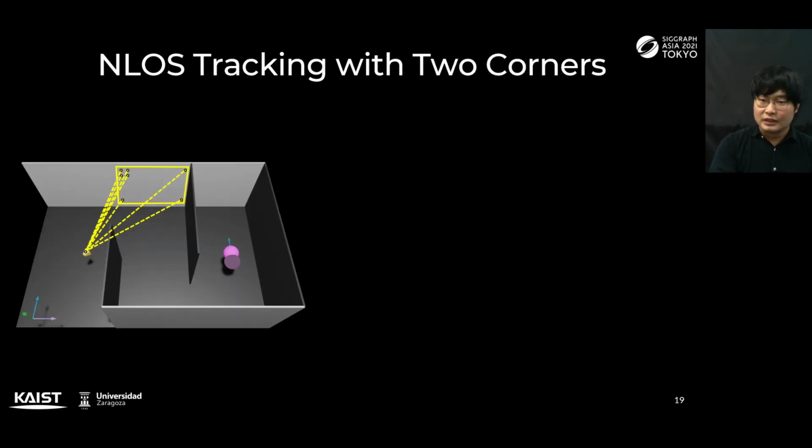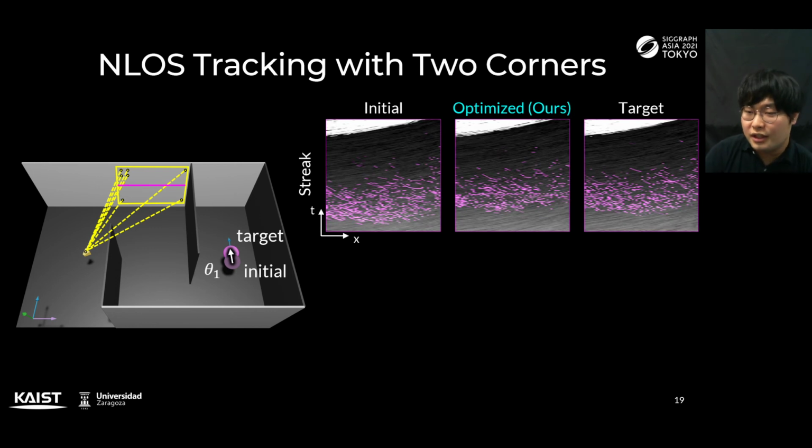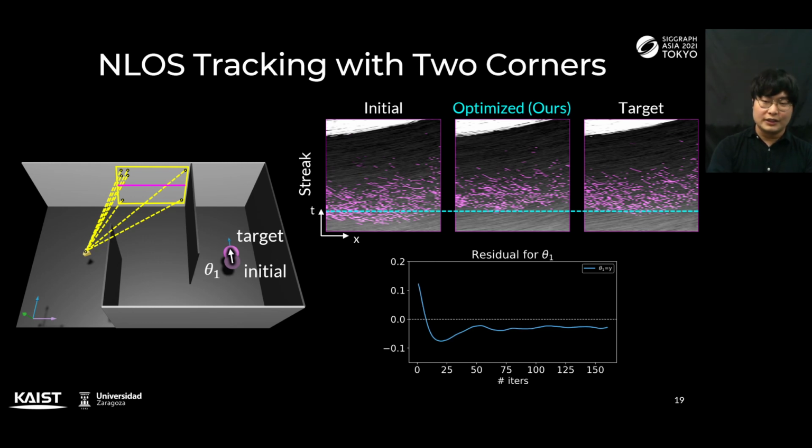Finally, we tried to track a hidden object around not one corner but 2 corners, which has never been demonstrated. We can see the optimized result is close to the target, as shown in streak images and residual values.